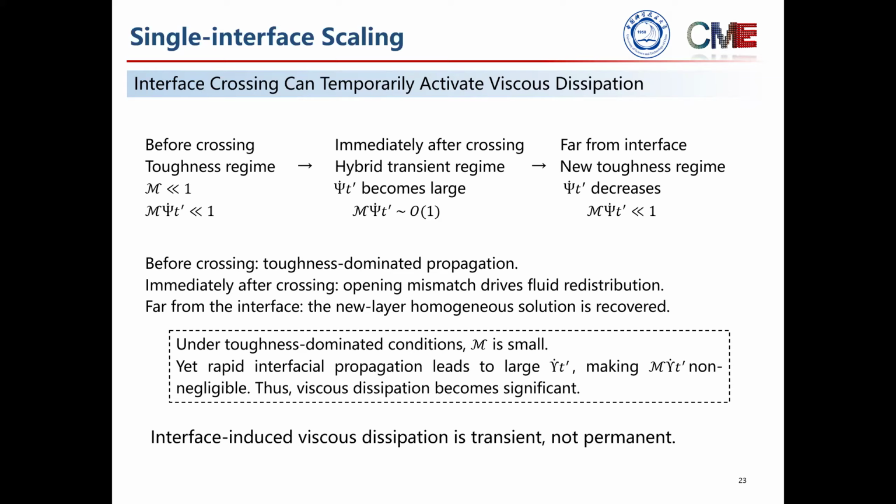Far from the interface, the redistribution gradually relaxes. The rate of interface relative evolution decreases, and the fracture approaches the homogeneous toughness-dominated solution of the new layer.